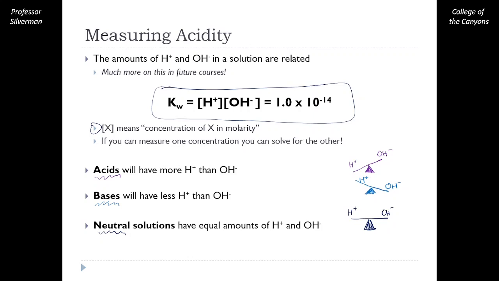If you want to actually do some calculations, you can get some numbers here as well. In order for your solution to be neutral and for H+ and OH- to be equal, their concentrations have to be exactly 10 to the negative 7 molar each. In order for your solution to be an acid, our concentration has to be more than 10 to the negative 7 in terms of H+. The same is true for our bases. In order for something to be basic, our concentration of hydroxide has to be more than 10 to the negative 7.